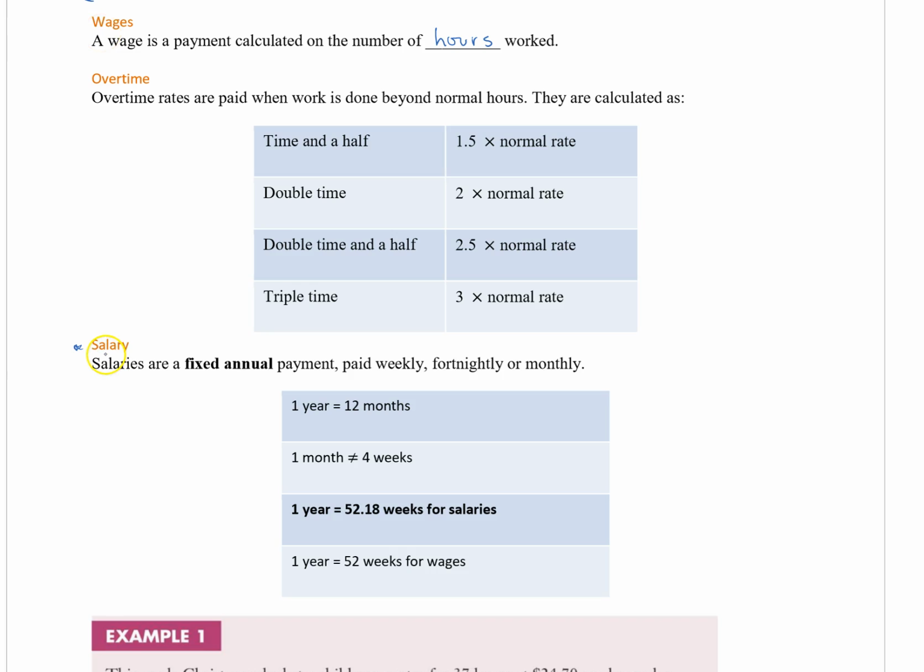When we move into salaries, we don't have the concept of overtime because a salary is a fixed annual payment. Regardless of the number of hours you work in a particular week or when you work them, you will be paid a fixed amount. It could be paid weekly, fortnightly, or monthly. Now, when we come to work out monthly payments, there's no problem because we know that 1 year is definitely 12 months. No problem for monthly repayments.